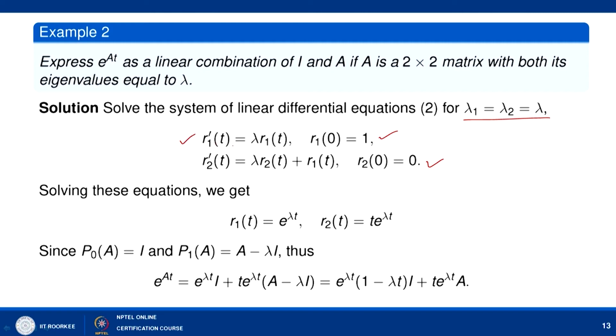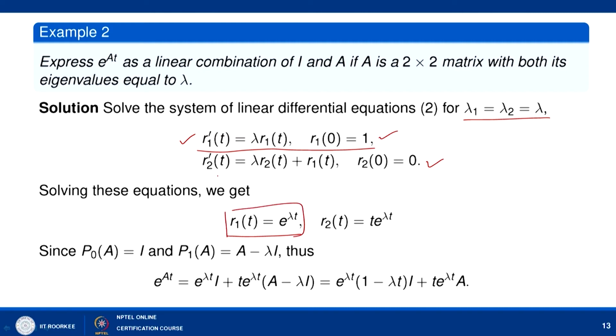r_1'(t) equal to lambda r_1(t), so basically r_1(t) is some constant times e^{lambda t}, and that constant will be fixed by the initial condition, that is r_1(0) equal to 1. So r_1(t) is equal to e^{lambda t}.